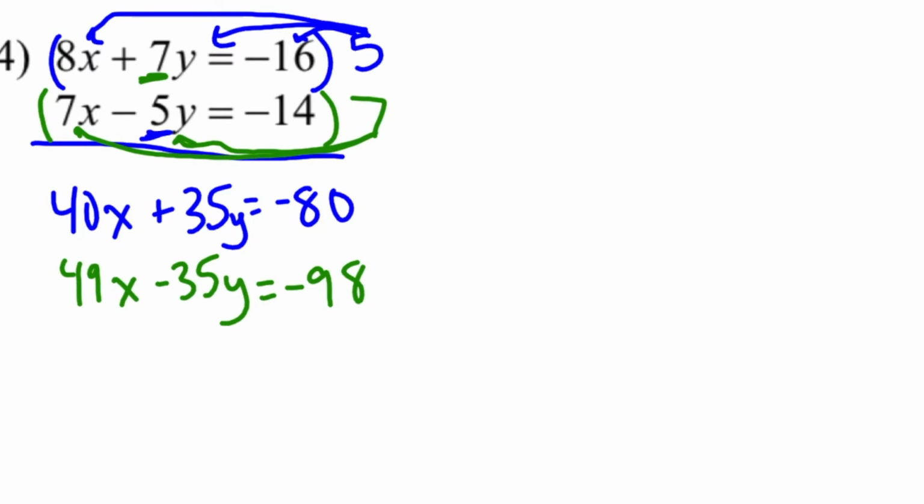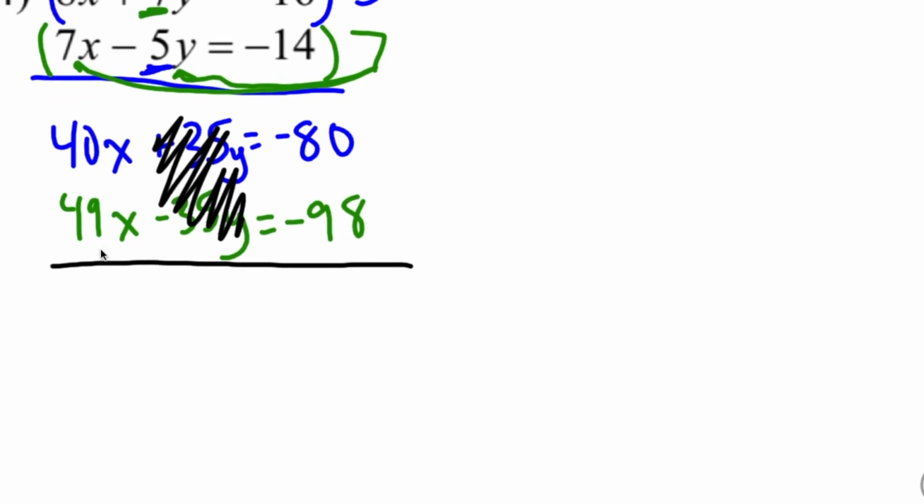Okay, so now we are ready to add the columns. All right, because my y's will cancel out. 35 minus 35 is 0. They're gone. So here we go. 40x plus 49x gives me 89x. Negative 80 minus 98 is a negative 178.